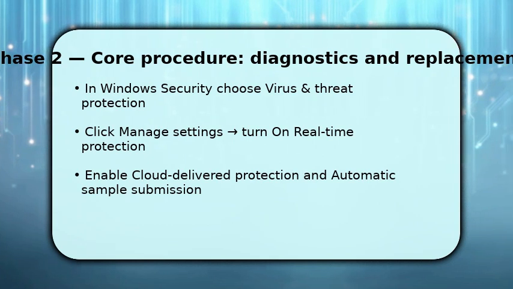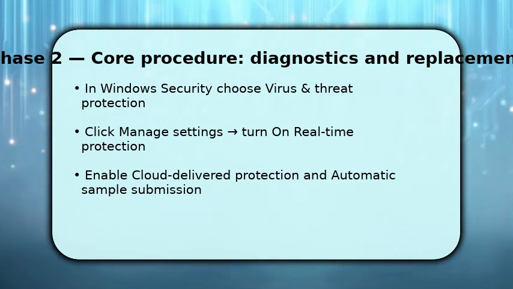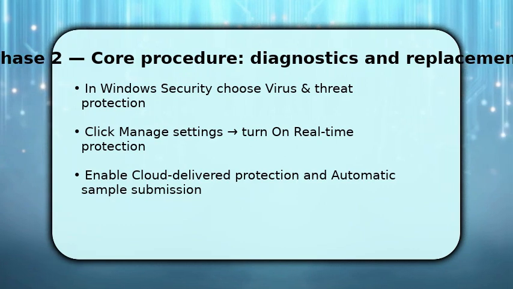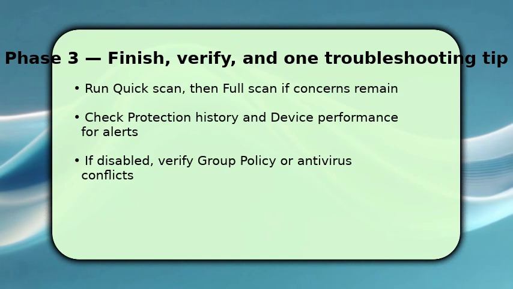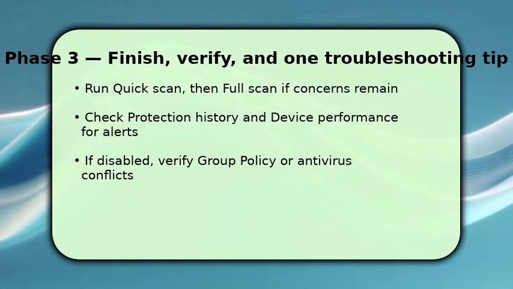You finalize by running a quick scan to validate current system health. If you find issues, run a full scan. Then review protection history for quarantined items and open device performance for broader health checks.